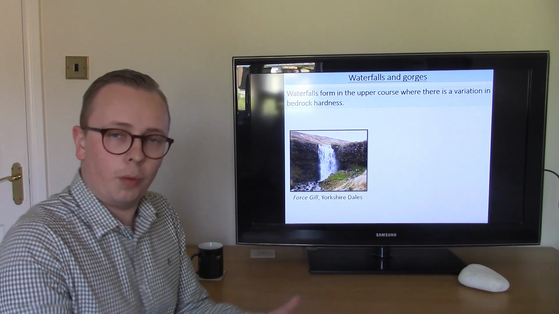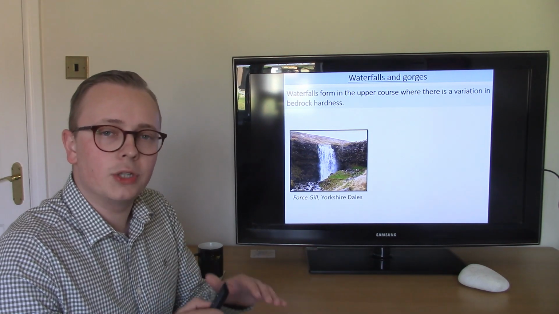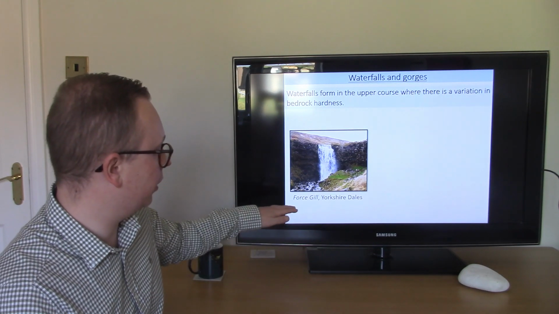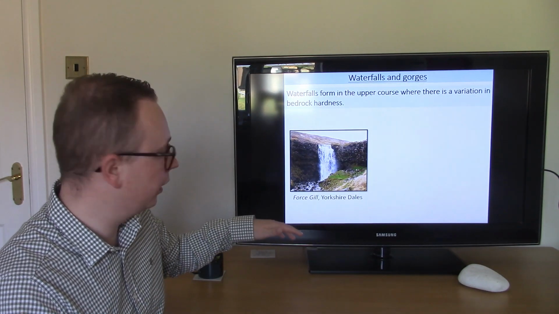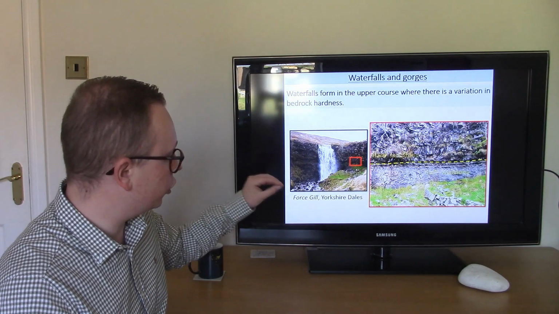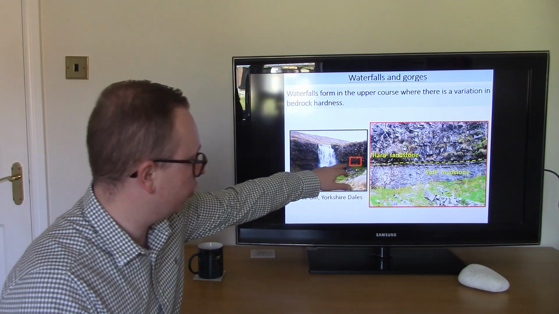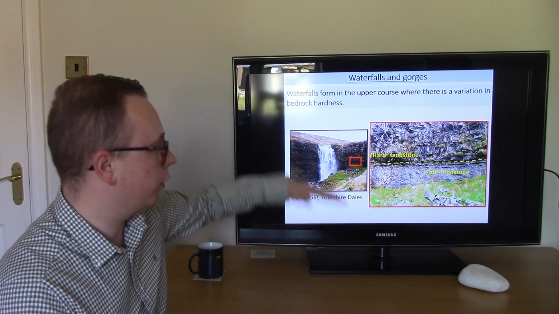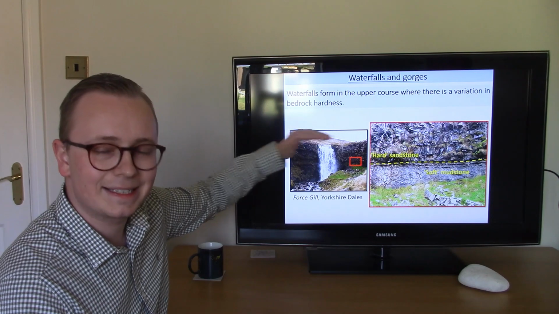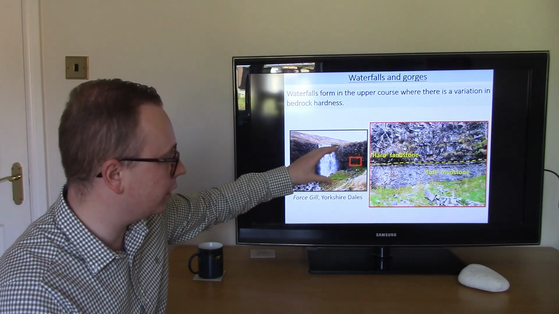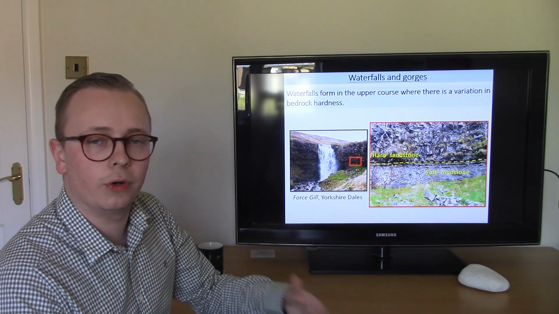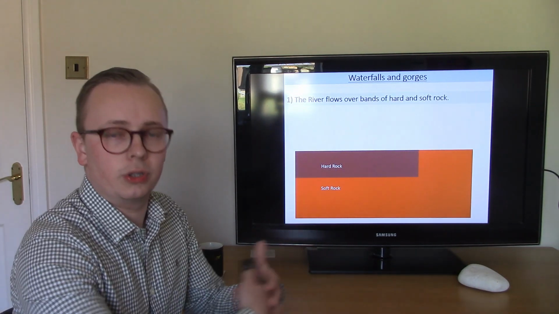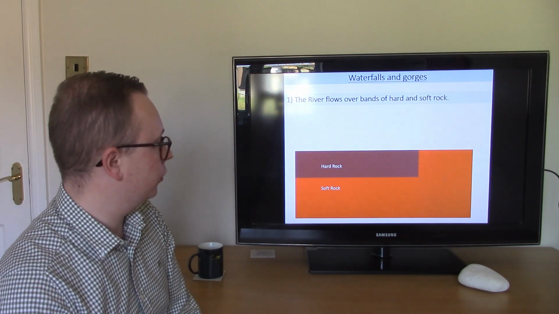Now waterfalls form in the upper course. They also need to form in areas where we've got variations in bedrock hardness. And this is a wonderful example that I came across in the Yorkshire Dales. This is Force Gill. What it shows, if we take a closer look at the rock types in this snapshot here, is that we've got this softer mudstone at the bottom, and on top of that we've got this harder sandstone. And the differences in the hardness of these rocks is what allows waterfalls to form. So we'll take a look at the processes that lead to the formation of waterfalls.